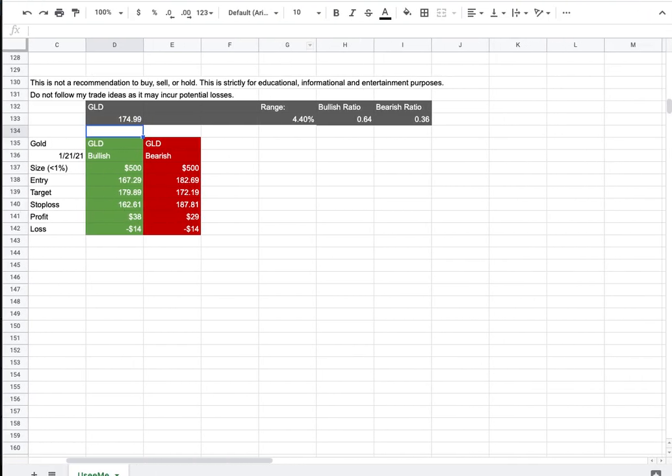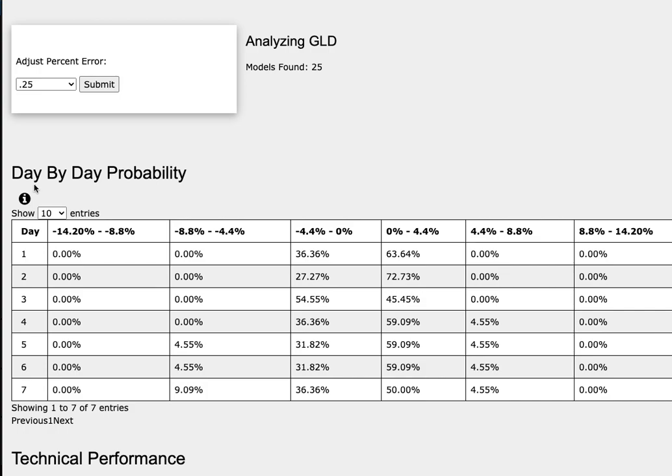So how did I develop these trade ideas? It all comes from the day-by-day probability model, which is available in the link below, so do check it out. As we progress to the 5th day or week of trading, we have a 59% chance for gold futures to climb between 0 to 4%, a 5% chance to climb between 4 to 9%, and to the downside, a 32% chance to fall between 0 to negative 4%, and a 5% chance to fall between negative 4 to negative 9%.